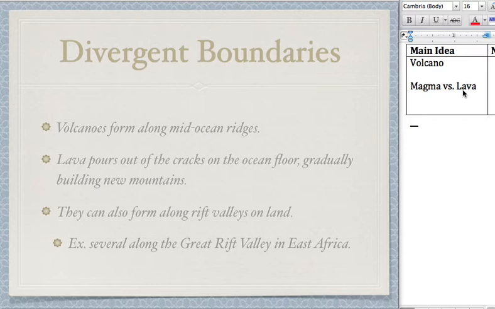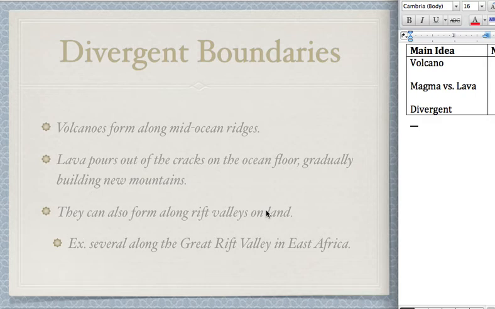So let's talk about divergent boundaries. All right, so at a divergent boundary, volcanoes form along a mid-ocean ridge. Right? This is where seafloor spreading is taking place. Lava pours out of the cracks on the ocean floor, building new mountains and new crust, but they can also form along rift valleys. Right? So as the continent splits apart, that creates weaknesses in the crust that magma can force its way through.